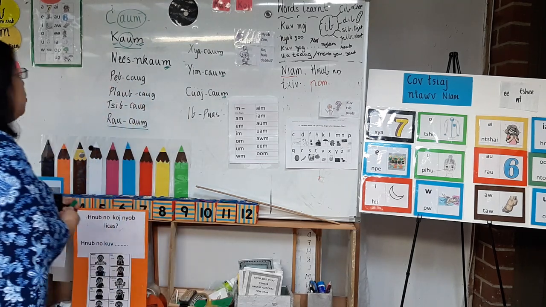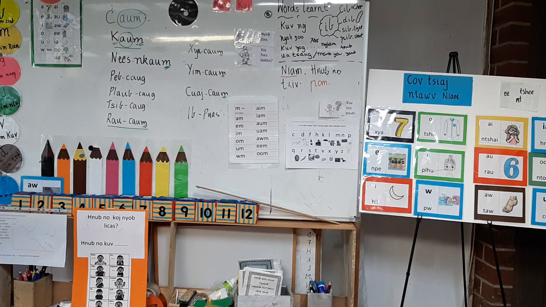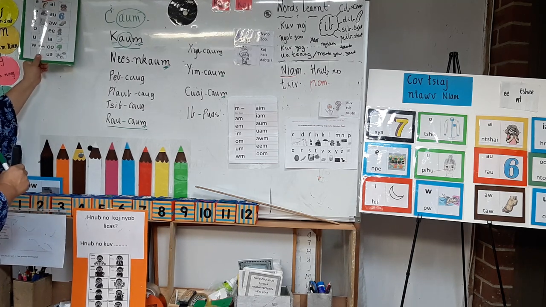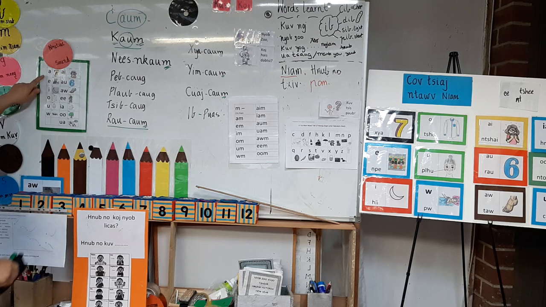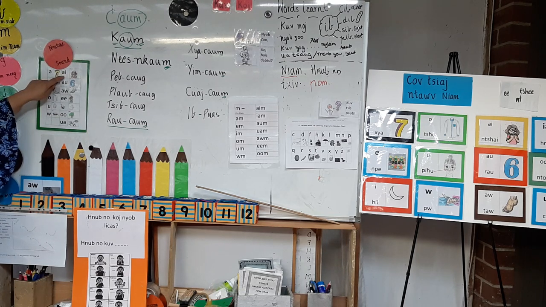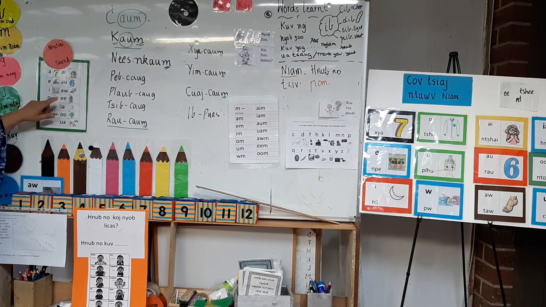Let's go through our normal vowels, the ones without any tone. This is what I call the neutral sound. Here it is. A, a, e, i, o, u, ao, on.